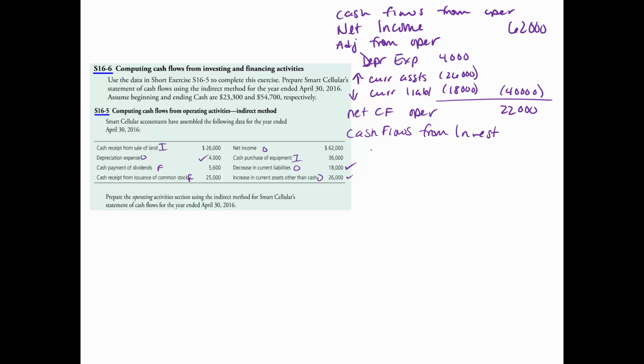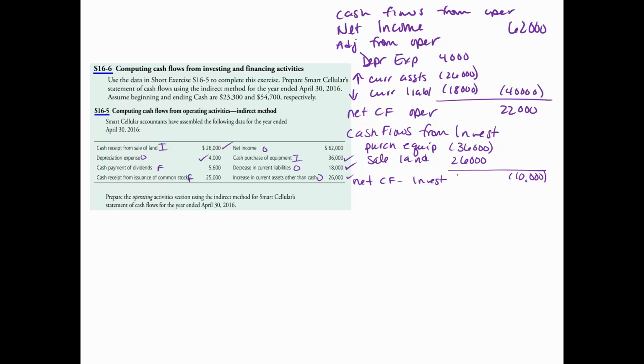So I've got cash purchase of equipment. That's money going out, right? Because I bought that, so that was the 36,000. And then cash receipt from sale of land. So that's that guy, and then that's that. So that's positive because I sold it. So my total over here is negative 10,000 net cash flows from investing.